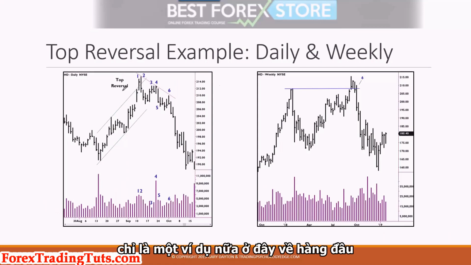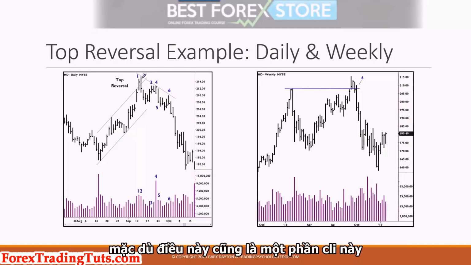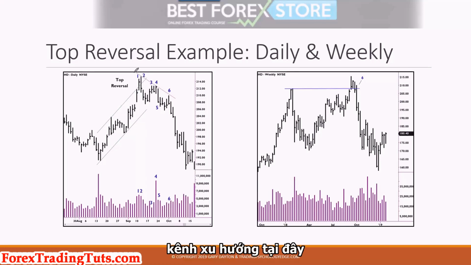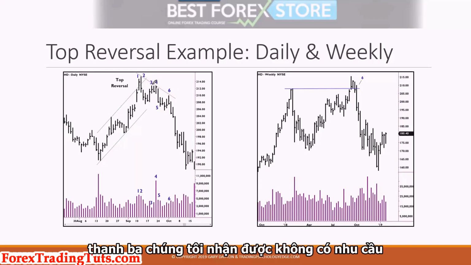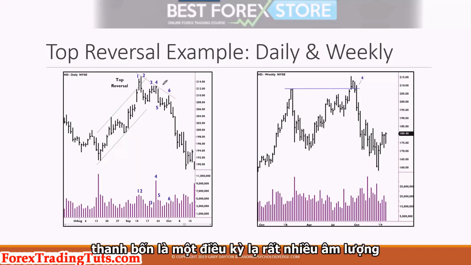Just one more example here of a top reversal coming in. Here we wouldn't take the top reversal, although this is also climactic. We're outside the trend channel here. We come down, we rally up a little bit. On bar 3, we get the no demand. And bar 4 is a weird one.